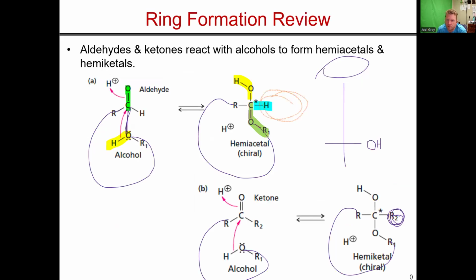Now, this is the important thing about forming rings. And your sugars are definitely going to cyclize because that's how they're going to function in a biological system. But essentially what you need to know about ring formation is that aldehydes and ketones will react with alcohols to form hemiacetals and hemiketals.